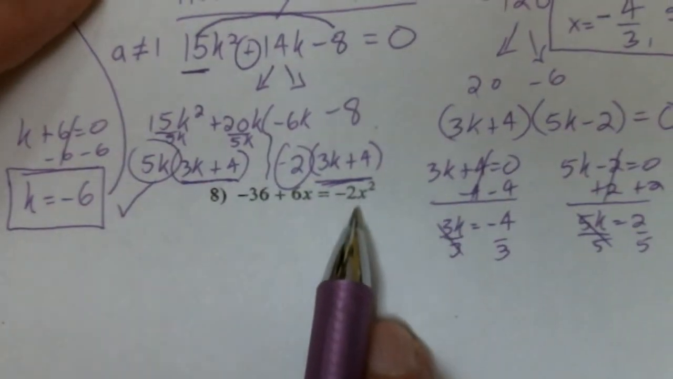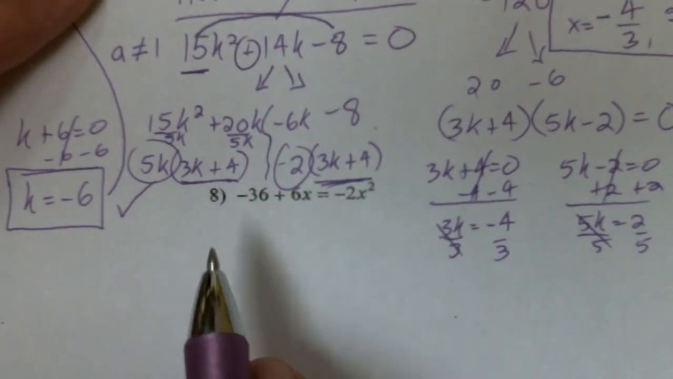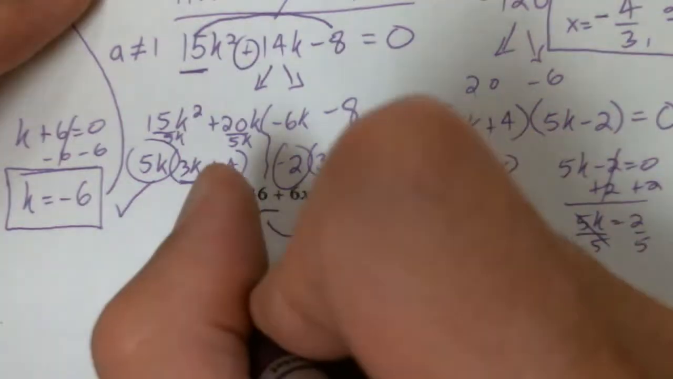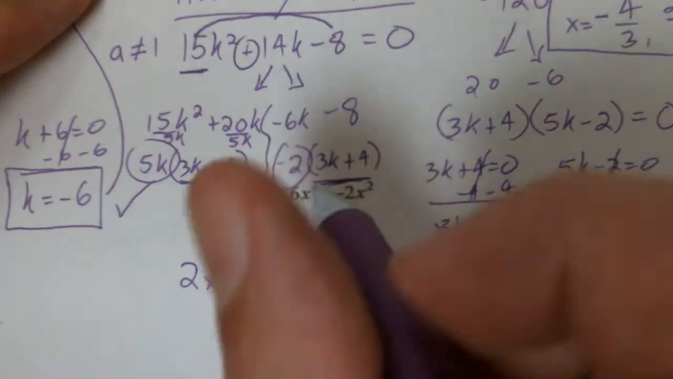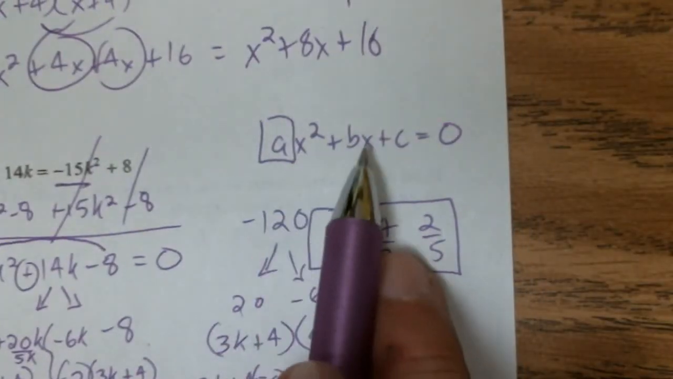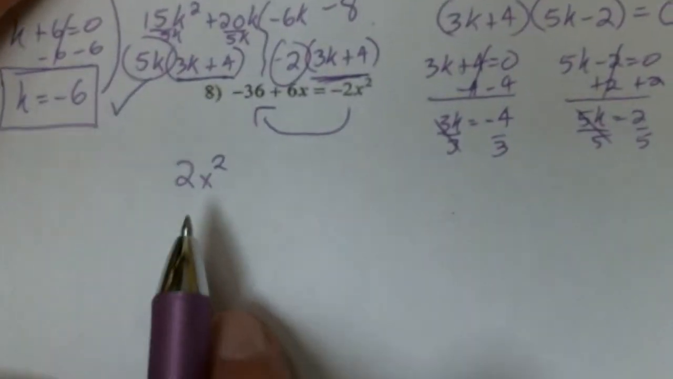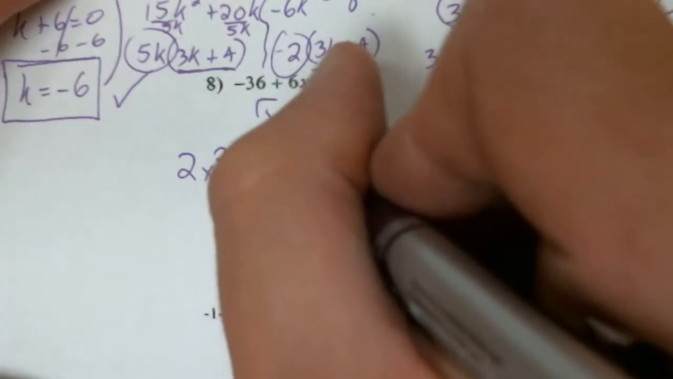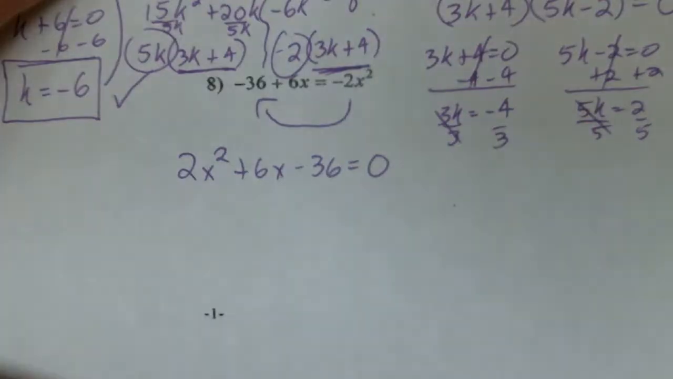Okay, next one here. I've got a negative squared term, so I want to move this guy to the other side. Okay, so that's going to give me a positive 2x squared. Write it in standard form. It's always your ax squared term, then your bx, then your constant. Okay, 2x squared plus 6x minus 36 equals 0.